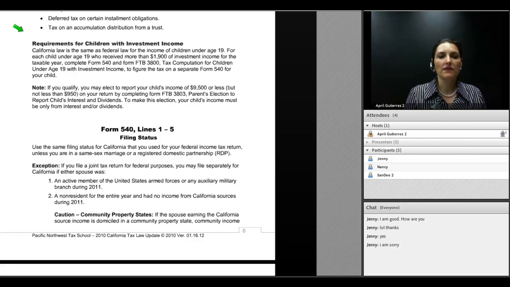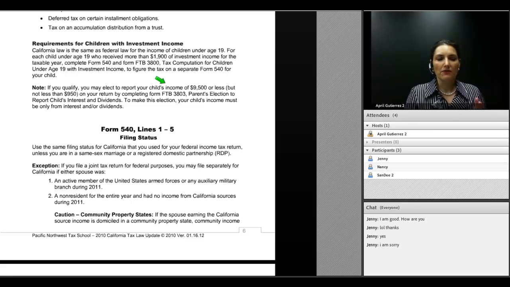If you decide to report the income on your California tax return, you need to attach the appropriate forms. So if you are reporting the investment income of your child who is either under age 19 or under age 24 and a full-time student, and that child received more than $1,900 of investment income for the year, you complete and attach FTB 3800 to figure the tax on a separate Form 540 for your child if the child is filing their own tax return. But if you elect to report that child's income on your return, then you would attach Form 3803 to your return.